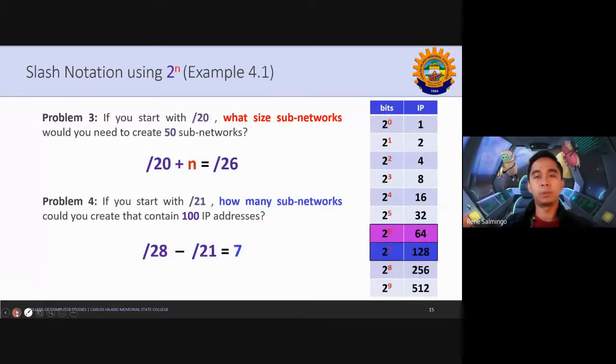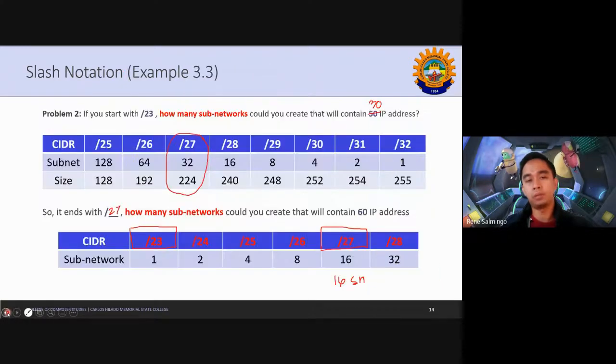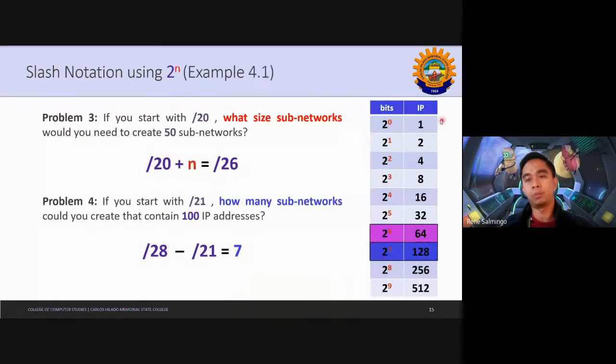Now, another example in your slash notation. In this example, this is one other method. This is not the same as this one, which takes a long time to answer. In this case, you will have to make this table to answer the problem. If you start with /20, what size of subnetworks do you need to create 50 subnetworks?